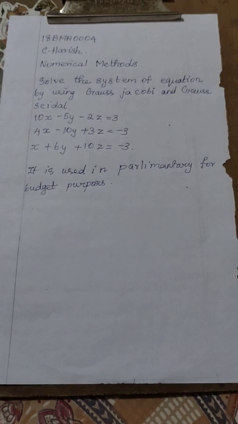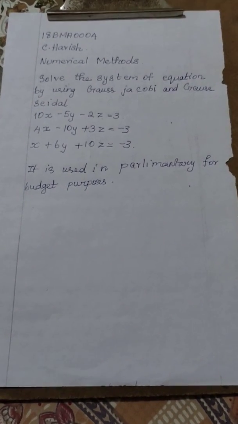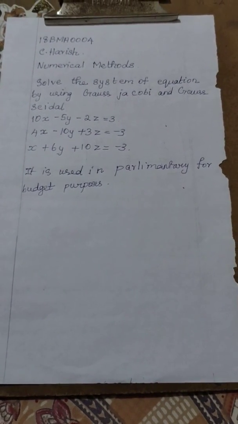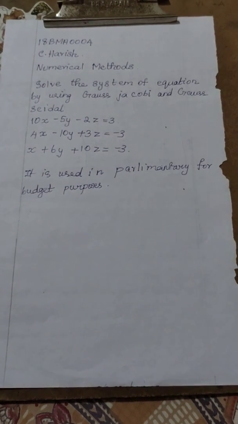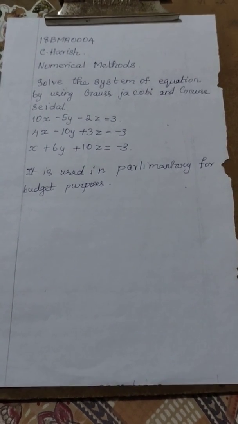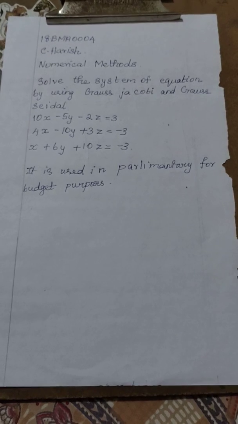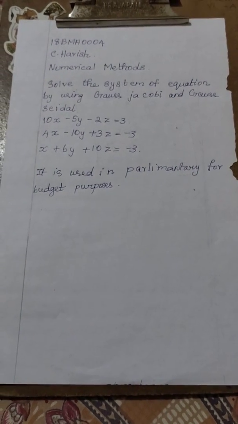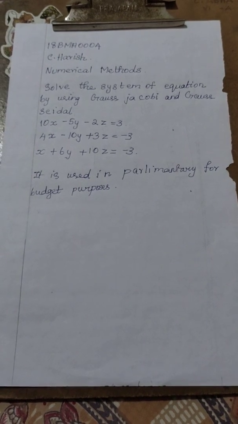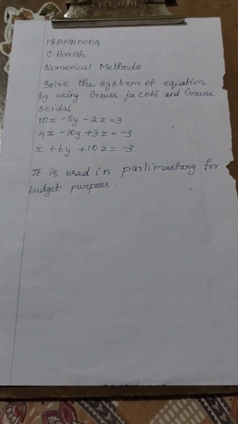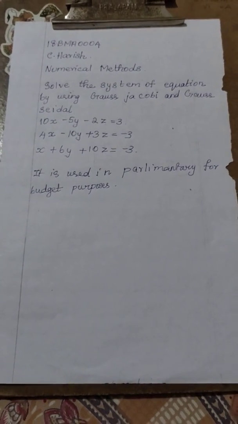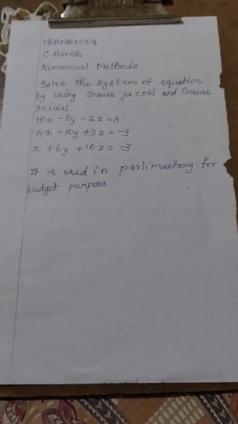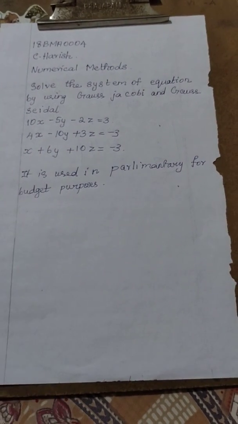But the Gauss-Jacobi and Gauss-Seidel methods are used to give you a precise answer, that is, in decimal form. If you get the answer 1 in a matrix method, you can get 1.567. It will be a more precise answer as compared to the matrix method. So these are the main uses of the Gauss-Jacobi and Gauss-Seidel methods.